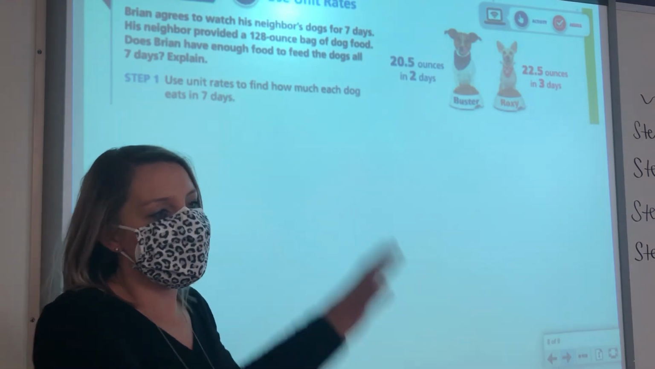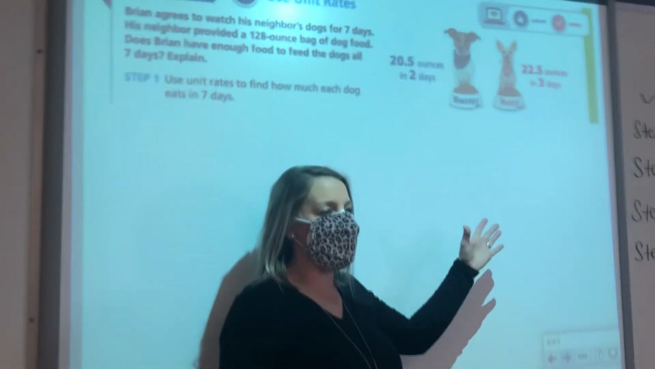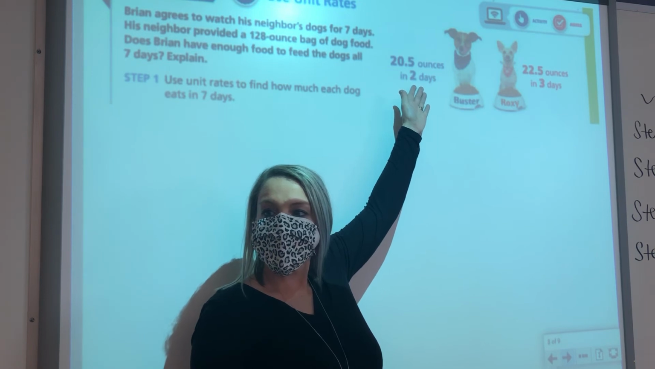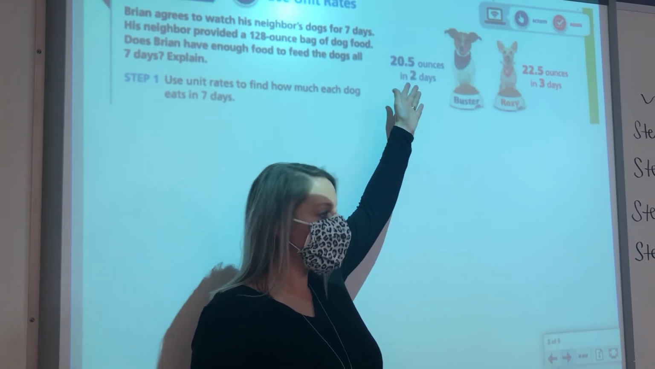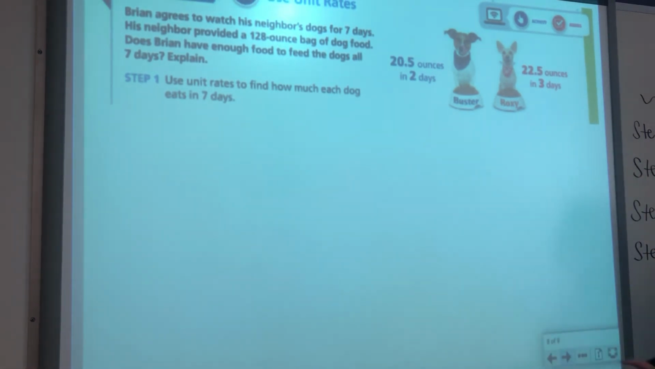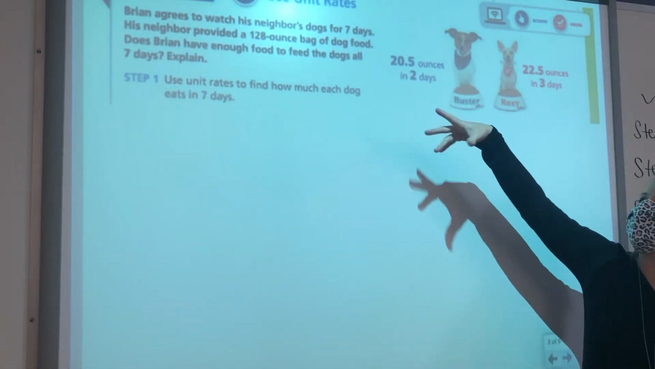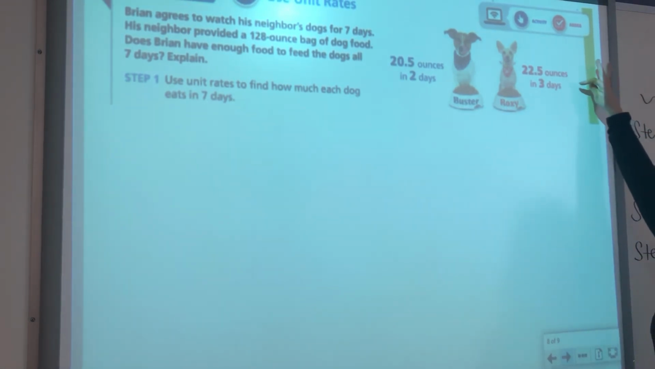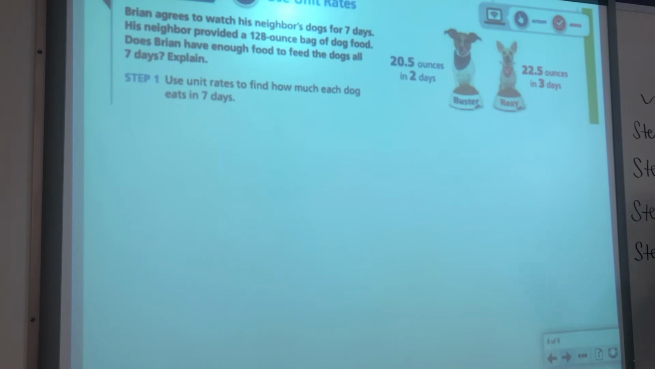Okay. Great. Thank you for the size comparisons. What do you notice about Buster? He's bigger. He eats 20 and a half ounces in 2 days. Roxy, the little girl, eats 22 and a half ounces in 3 days. Are these ratios or rates equivalent? No, they're not. Okay, we don't know.